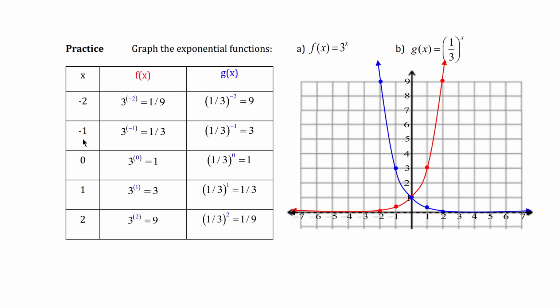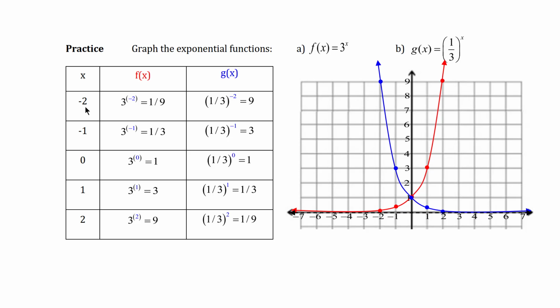For -1, we get 3 to the -1 power equals 1 over 3. For 0, we get 3 to the 0 power equals 1. For 1, we have 3 to the 1 power equals 3. For 2, we get 3 squared equals 9. Next, we're going to fill in the values for g of x.